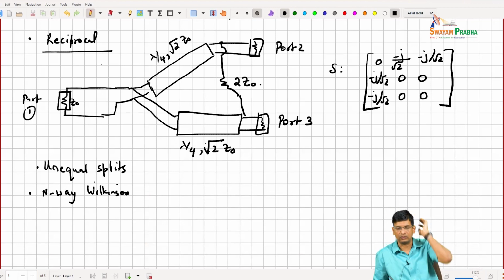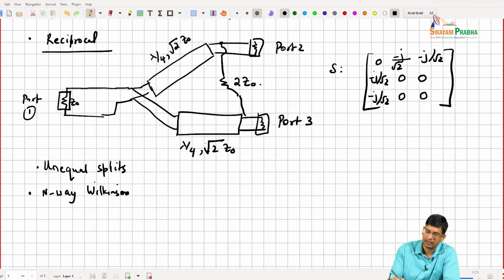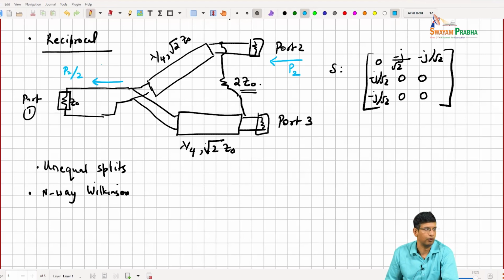But one thing to remember here is that this isolation resistor is very important, and its name gives its job away. It is what is providing isolation. So if I provide, for example, an input only into port 2, let's say I apply a certain P2 here, then P2 divided by 2, or minus 3 dB of power, will flow into my output port, and the remaining power will get dissipated in my isolation resistor. And there will be no power coming out into port 3, okay?